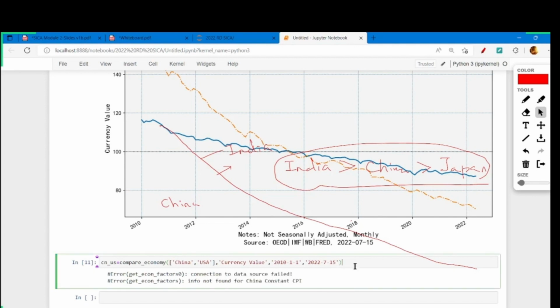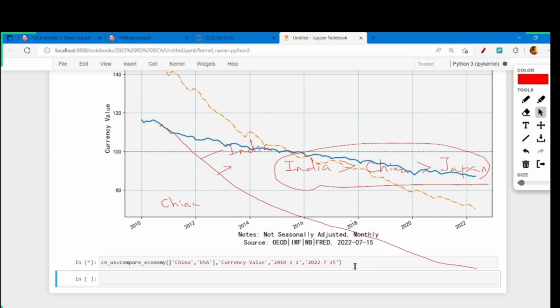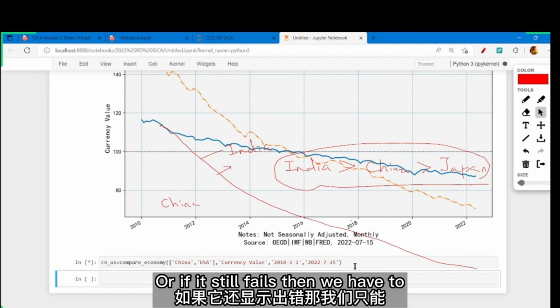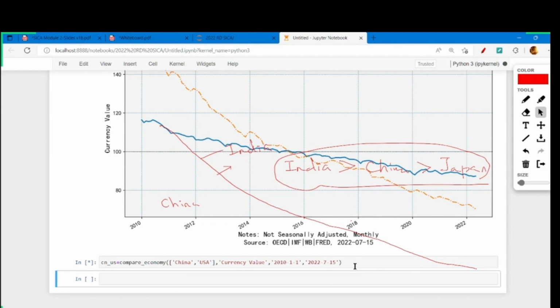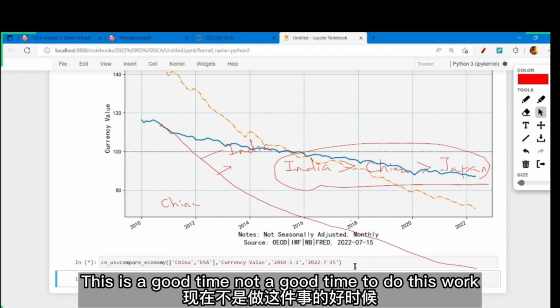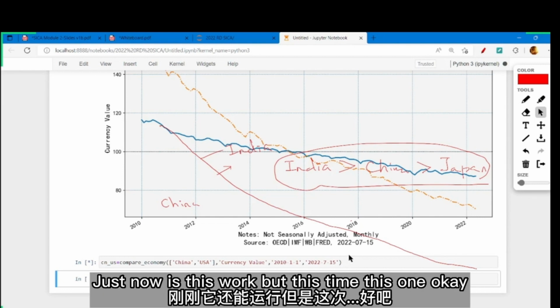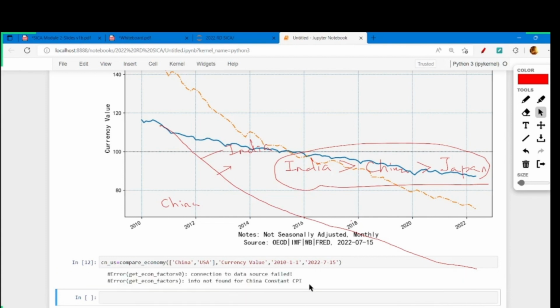Let's do it again. I wish this time it worked, or if it still fails, then we have to do it another time. This is not a good time to do this work. Just now it still worked, but this time it doesn't. Problem again. Probably we do it later.